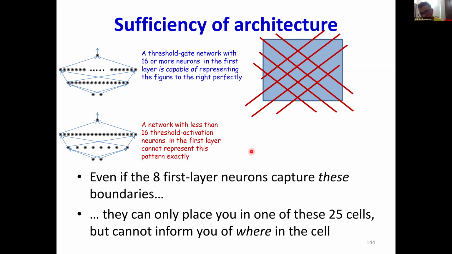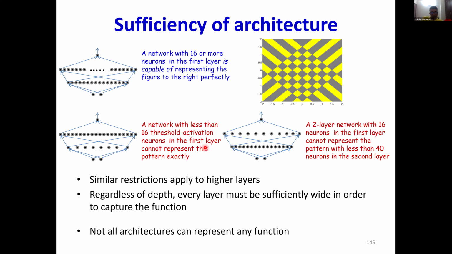What is the real problem? Anyone? First, regardless of depth, every layer must be sufficiently wide in order to capture the function. Even if I gave you 16 neurons here, but gave fewer than 40 neurons in the second layer, you couldn't capture this function. And then adding more layers subsequently won't help.